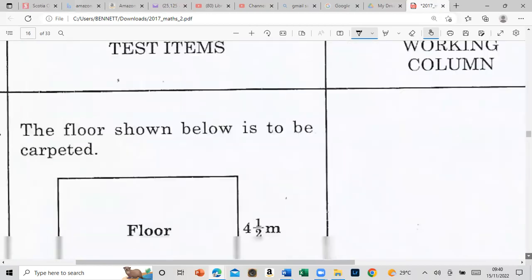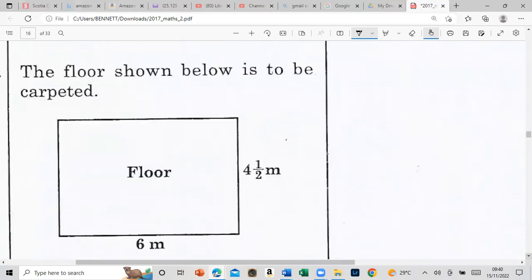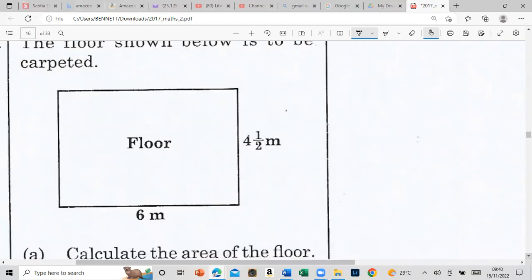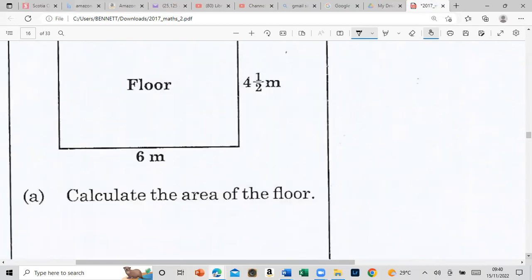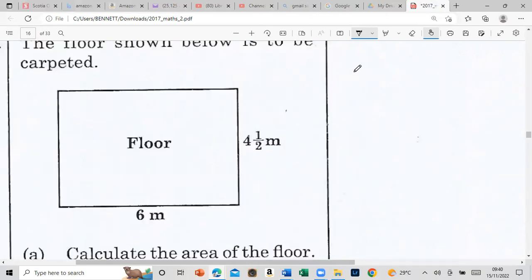Alright, let's look at this one. It says the floor shown below is carpeted. So this is the floor, and this is a rectangle, and it says it's 6 meters by 4.5 meters, and they ask us to calculate the area of the floor. So basically, we are calculating the area of a rectangle. So area of a rectangle would be length times width.